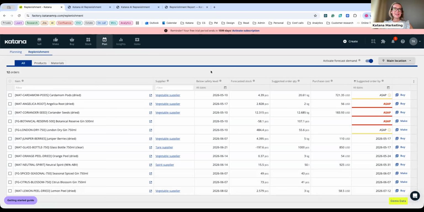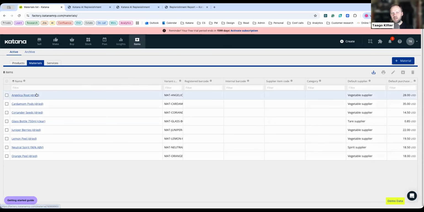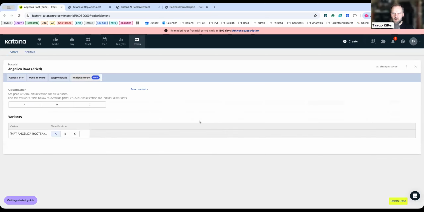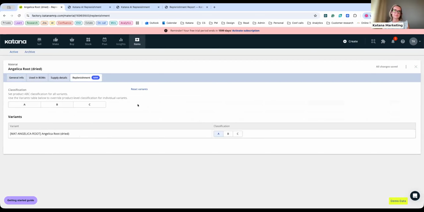Let me take another one. ABC classification. Do you have to assign it manually per SKU? You can assign it manually per SKU, or you can assign it for all variants like Mark showed you. There is currently no other way of setting it. It is only the way you would have set it on the specific item card. But it will apply to all variants if you set it on the header of the item card.